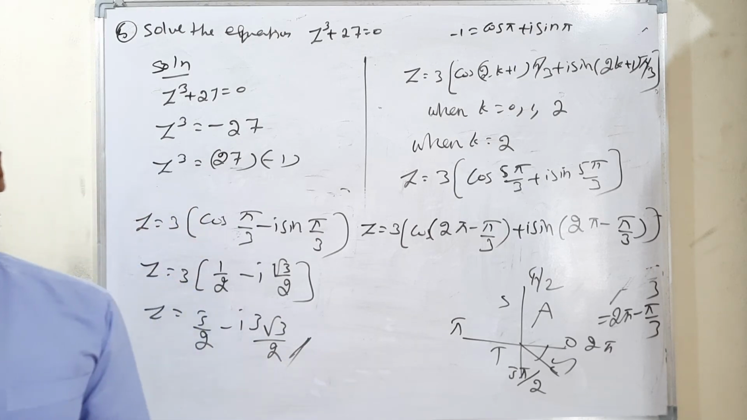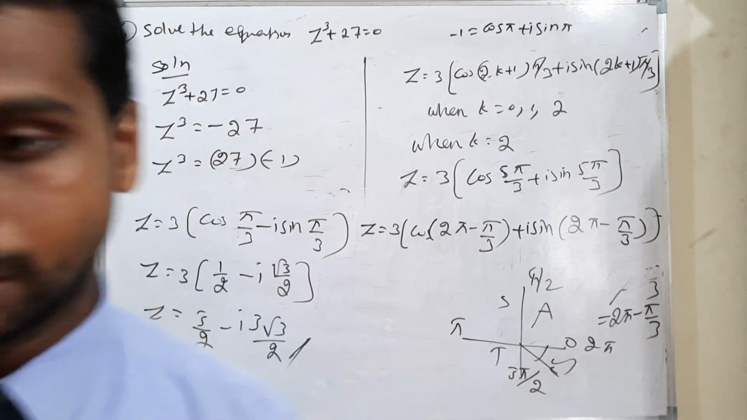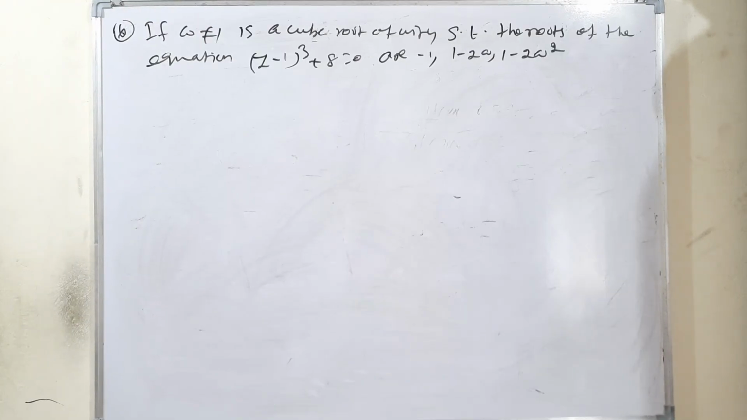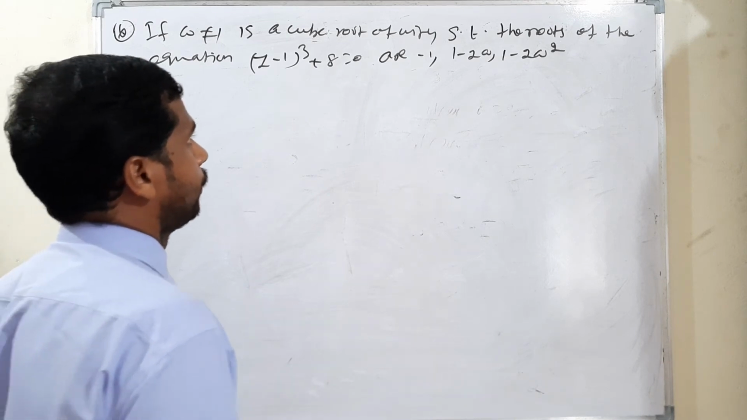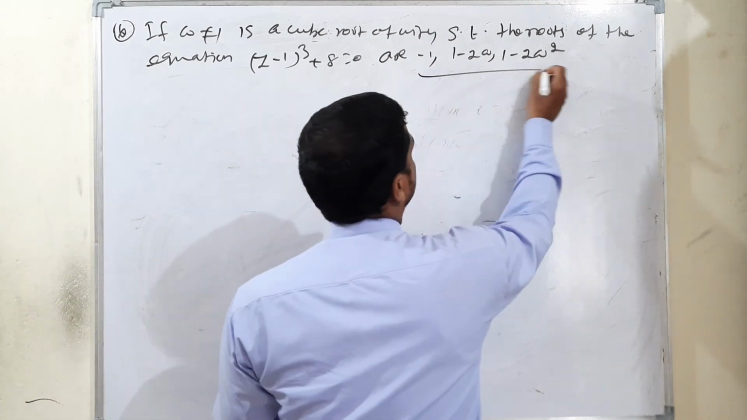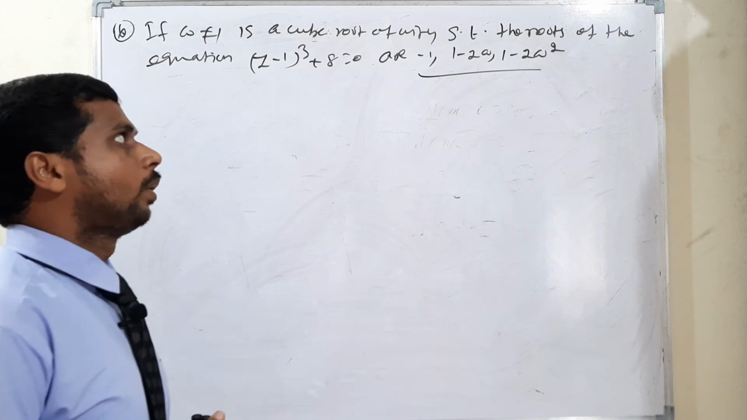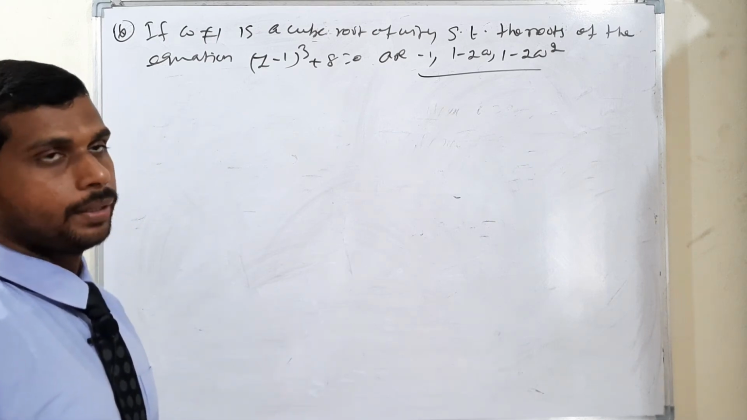Okay, I am moving to the next question from exercise 2.8. Moving to question number 6. If omega not equal to 1 is a cube root of unity, we have to show that the final answers are minus 1 first one, second one 1 minus 2 omega, third one 1 minus 2 omega square.